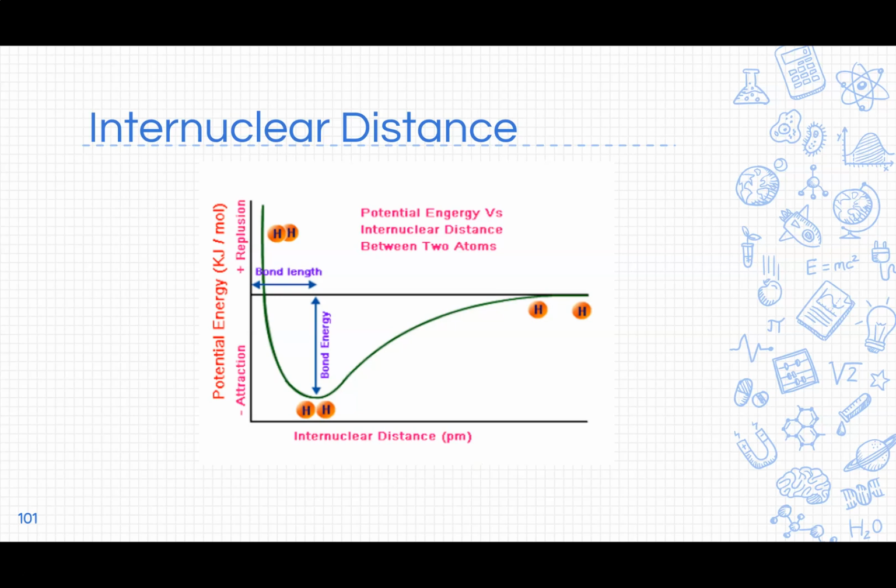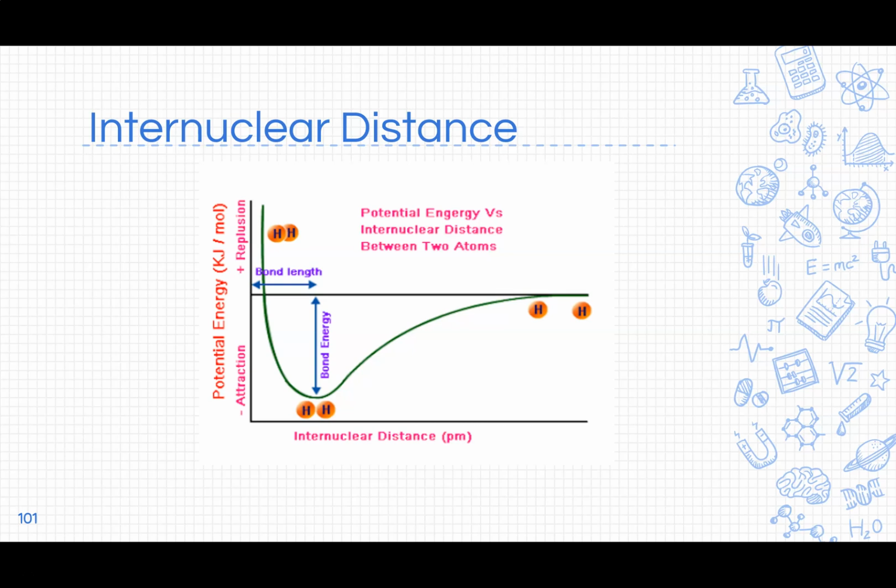On the x-axis, we have the internuclear distance, basically the distance from nucleus to nucleus of two atoms. That is going to be the bond length. Once the atoms bond, this distance is what we call the bond length. So that's the internuclear distance on the x-axis, and the potential energy is on the y-axis.